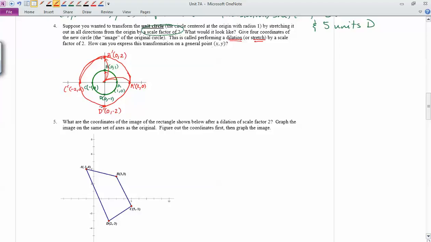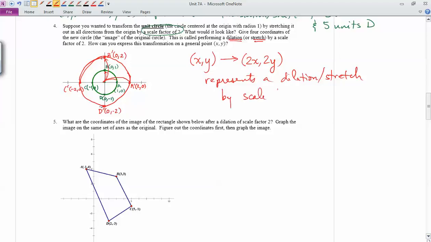So in this case, the rule here, (x, y), what we did was we actually doubled everything. So the x's got doubled, and the y's got doubled. And this represents a dilation or stretch by scale factor of 2. If I wanted everything to be tripled, then I just do 3x and 3y, and then I get a circle 3 times as big as the original.